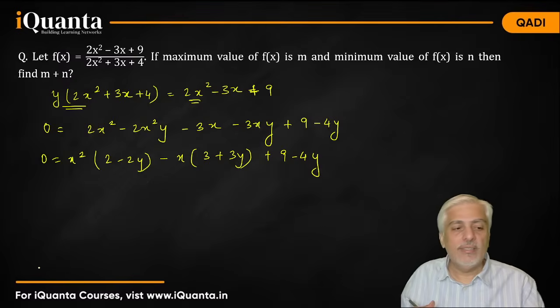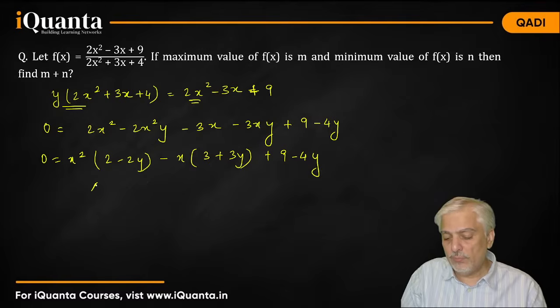Now, what do we want? We want delta to be greater than or equal to 0.